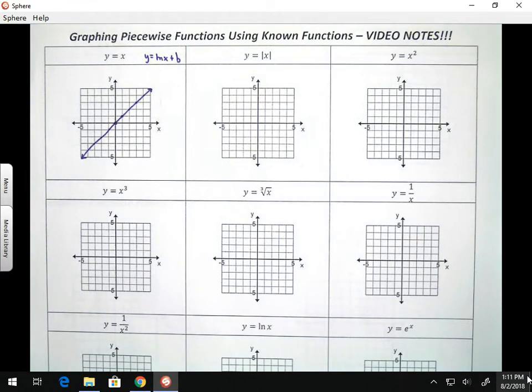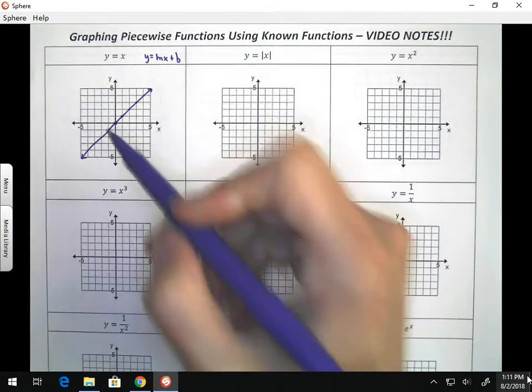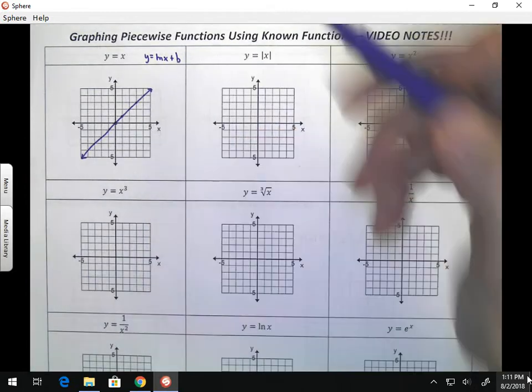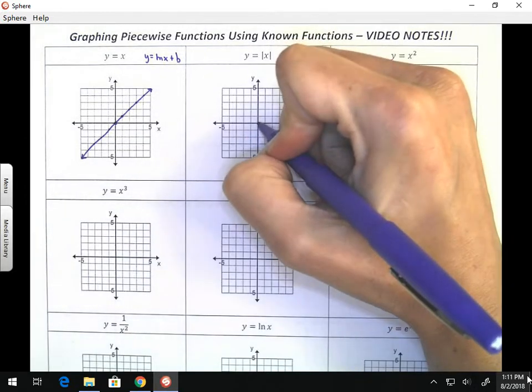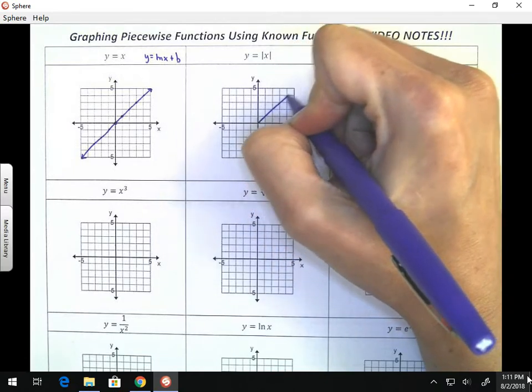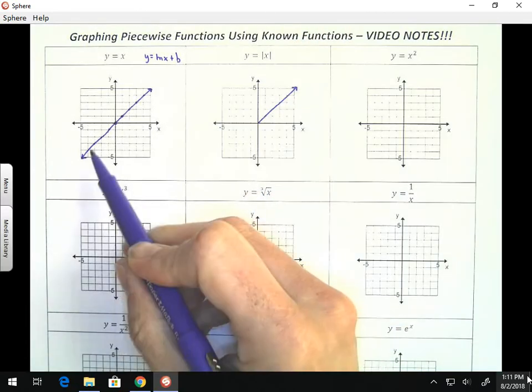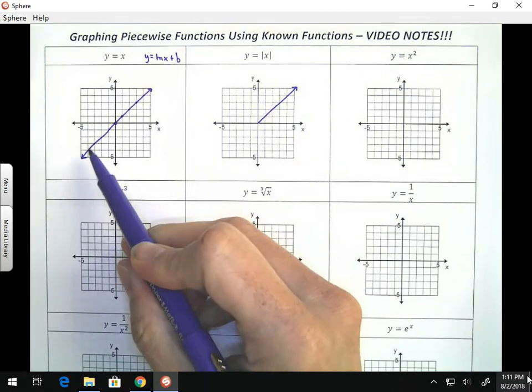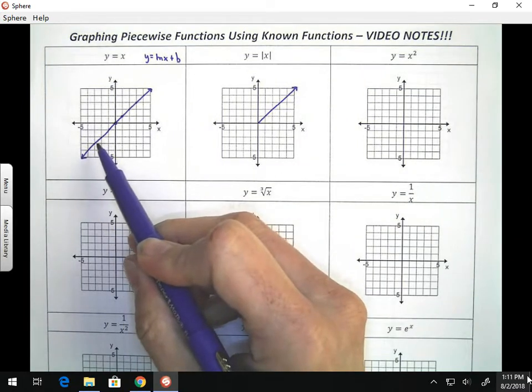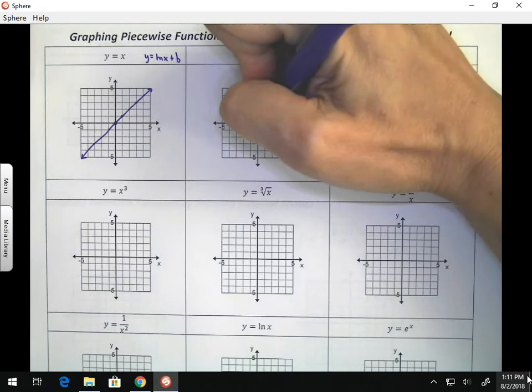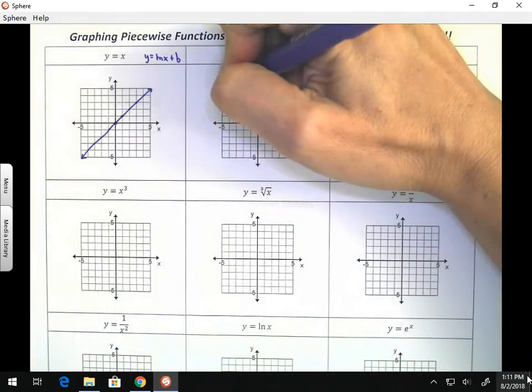Now, for y equals the absolute value of x, it's actually pretty similar to what we did with y equals x. So for my positive x values, it's going to look exactly the same. Now, down here, absolute value takes those negative values and makes them positive. So this is just going to pop up here on the other side.